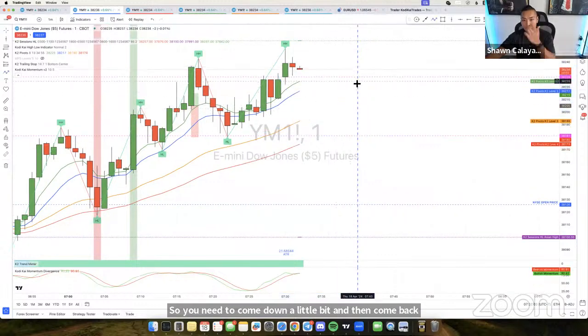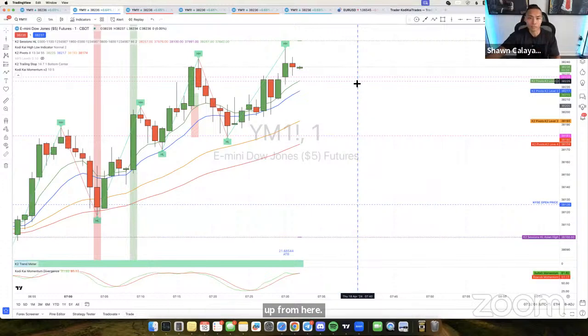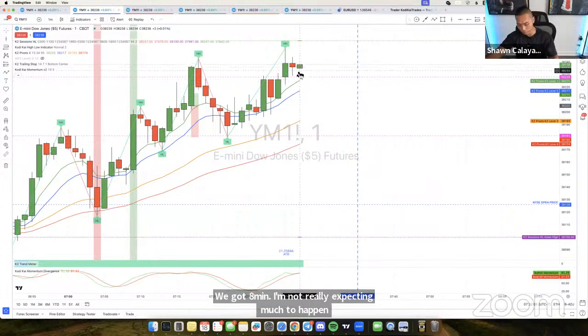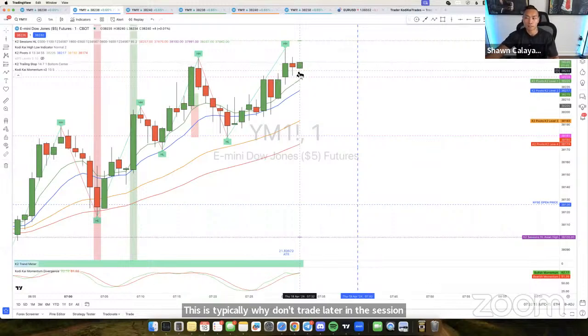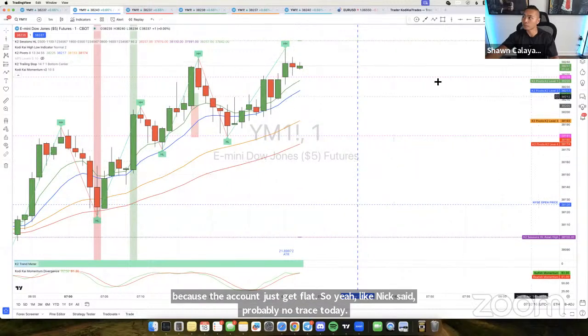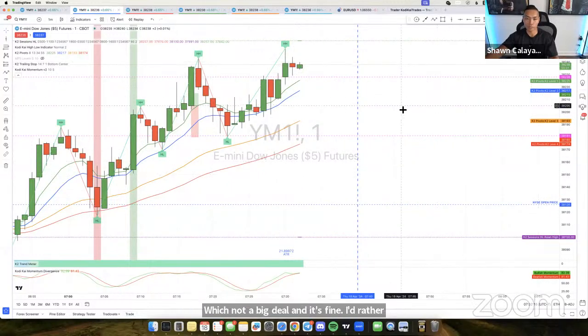We got 8 minutes, so I'm not really expecting much to happen from now until then. You guys can see how these candles are moving. This is typically why I don't trade later in the session, because the candles just get flat. So yeah, like Nick said, probably no trades today, which is not a big deal. I'd rather have no trades than have a loss for today.